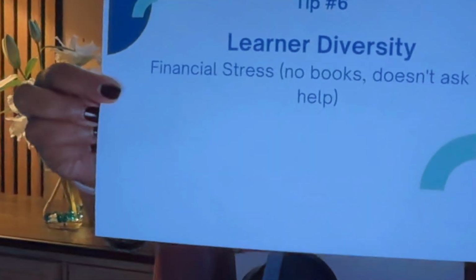All right, and then tip number 6, learner diversity. Our students all learn differently. They all have competing priorities. What resources do we have available that can help them and be able to build that confidence and be able to establish those consistent resources so they can be successful?